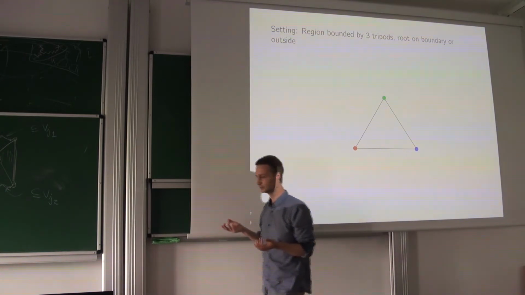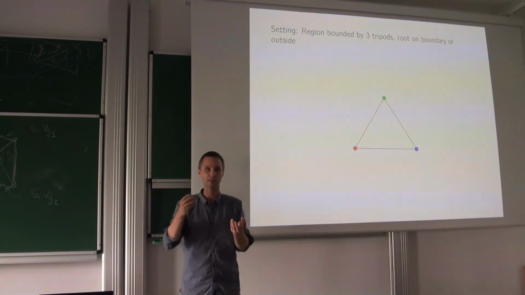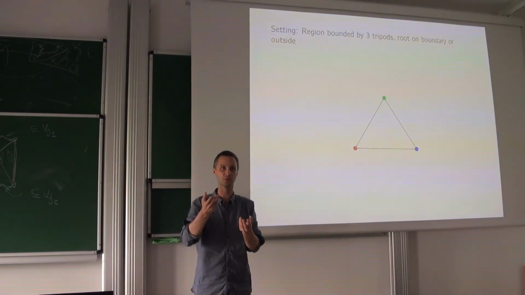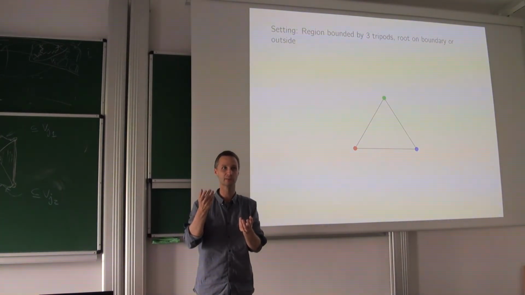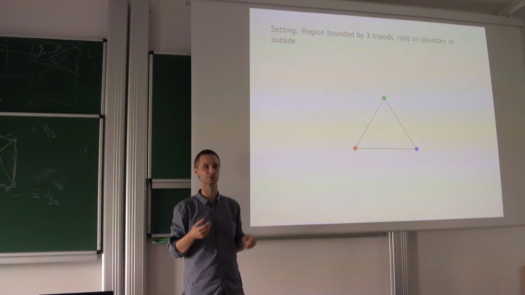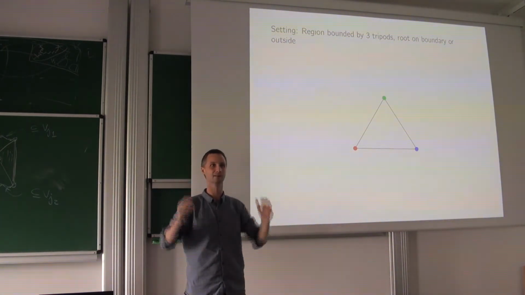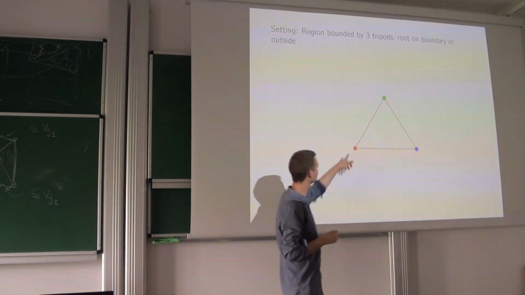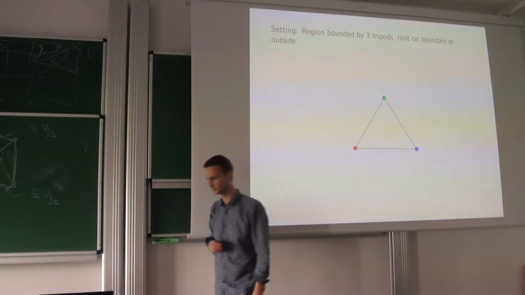And another thing I should mention is that I took first an embedding of my graph where the root of my spanning tree is on the outer face. Right, so think of the root as being on the outer face, and I'm starting the process in this way.